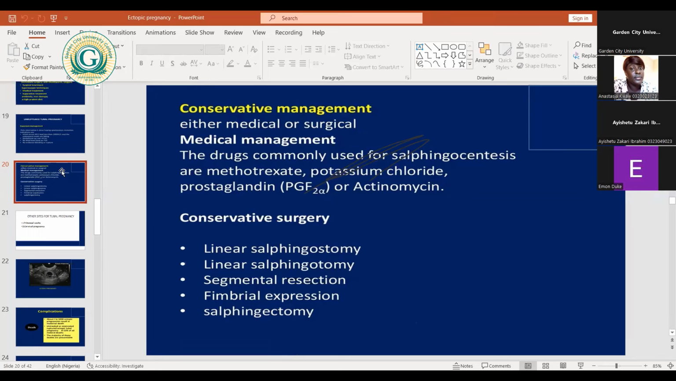A segmental resection. When we talk about segmental resection, the affected section of the fallopian tube is cut. They cut it this way, that way, and they mend the fallopian tubes. And then fimbrial expression. When it happens in the fimbrial area, they could express it and remove it. And then there's a salpingotomy that is opening into the fallopian tube. So you agree with me that where you have to express the fimbrial area, you have to see what you are doing before you can do it effectively.